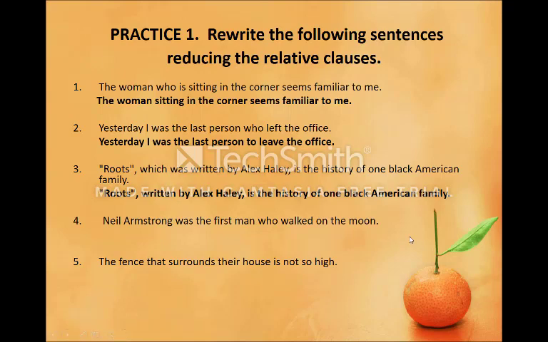Let's look at number 4. Neil Armstrong was the first man who walked on the moon. The first man. So, the rule is like this, the first man to walk on the moon.